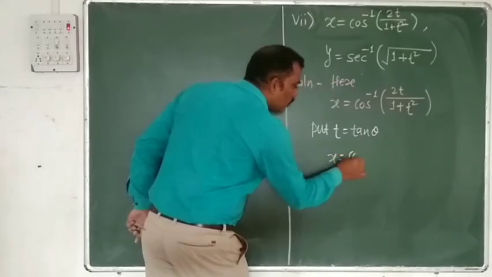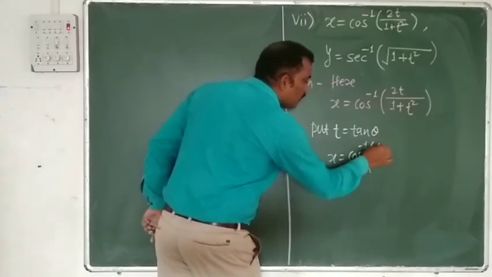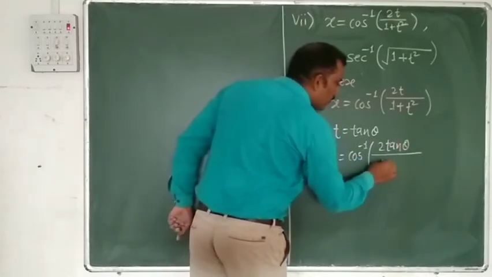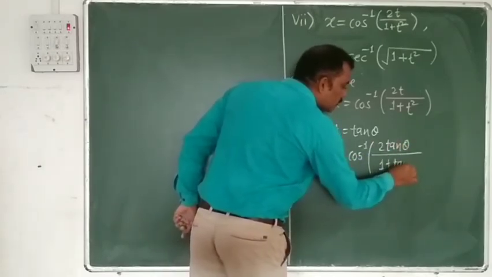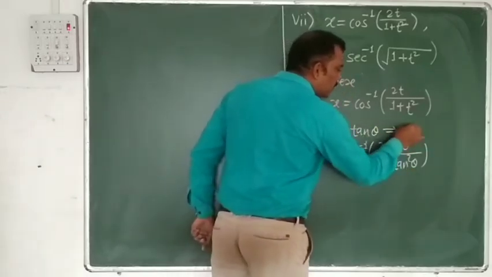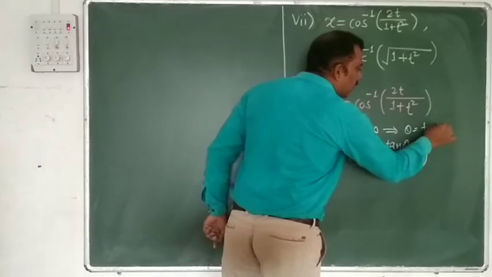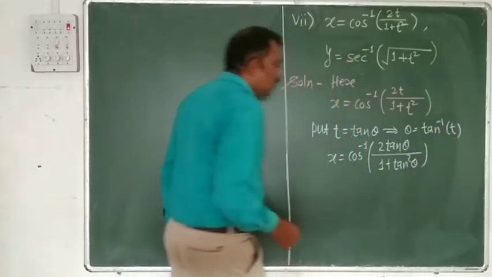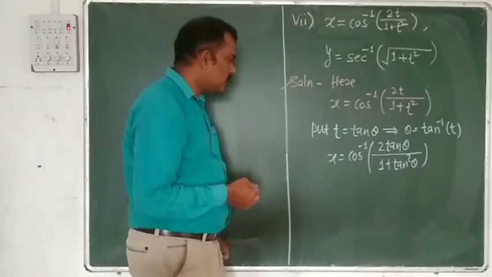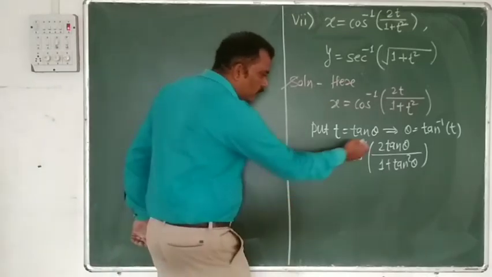x is equal to cos inverse of 2 tan theta divided by 1 plus tan square theta. From this we have to get the value of theta. Theta is nothing but tan inverse of t. Theta is equal to tan inverse of t, that we require. Next, we have to simplify this.